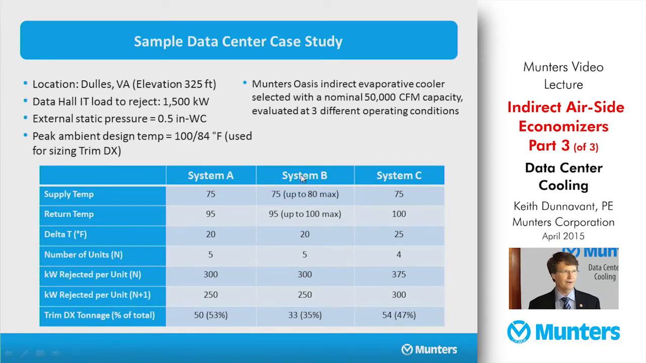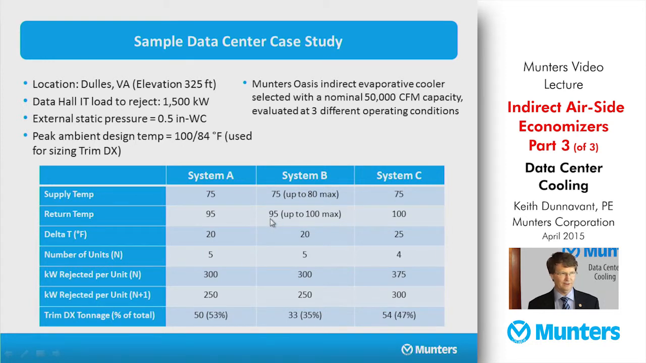Next, we've got a slight variation on System A. We're calling it System B, and it also is going to supply 75 under most operating conditions, but the temperature is allowed to drift up to 80 degrees Fahrenheit at the extreme conditions when DX would be required. So if it can achieve 75 degrees Fahrenheit supply temperature with just the indirect or dry heat exchange, it will do that. Otherwise, if it needs DX, it's going to let the supply temperature float up to 80 before DX is activated. So a little change there.